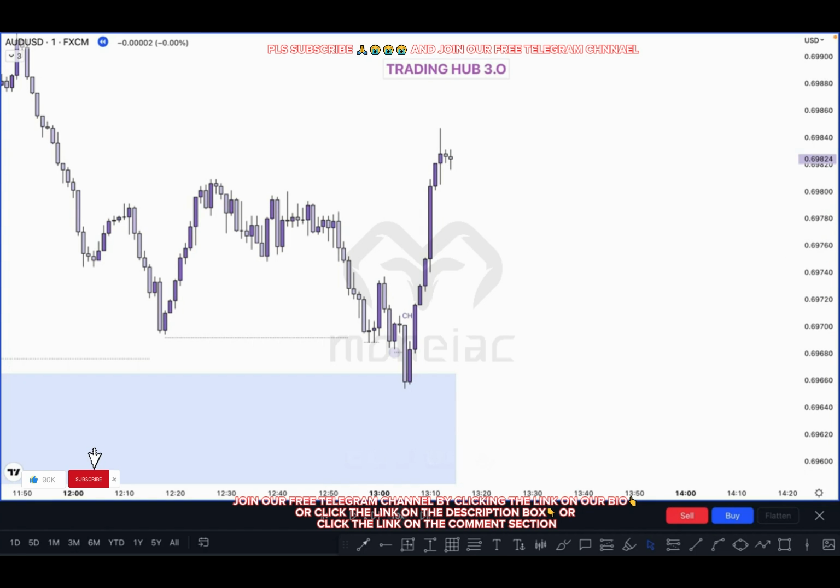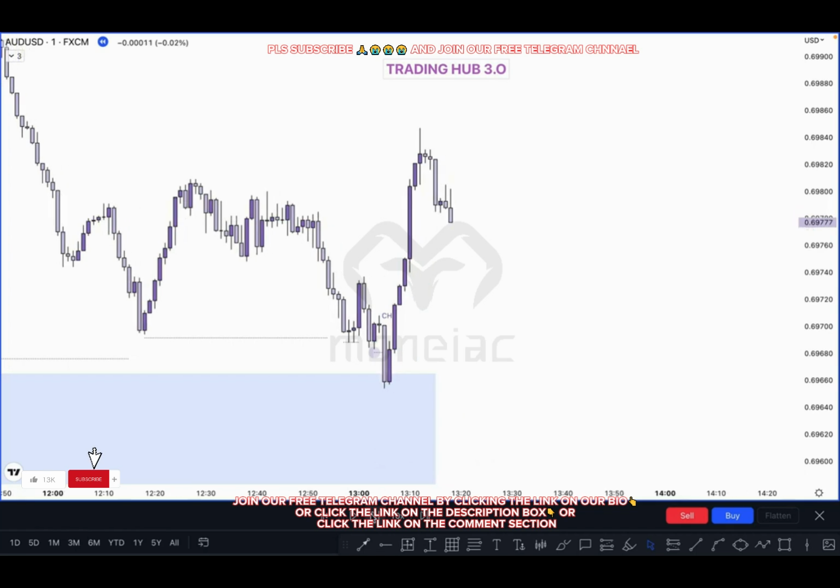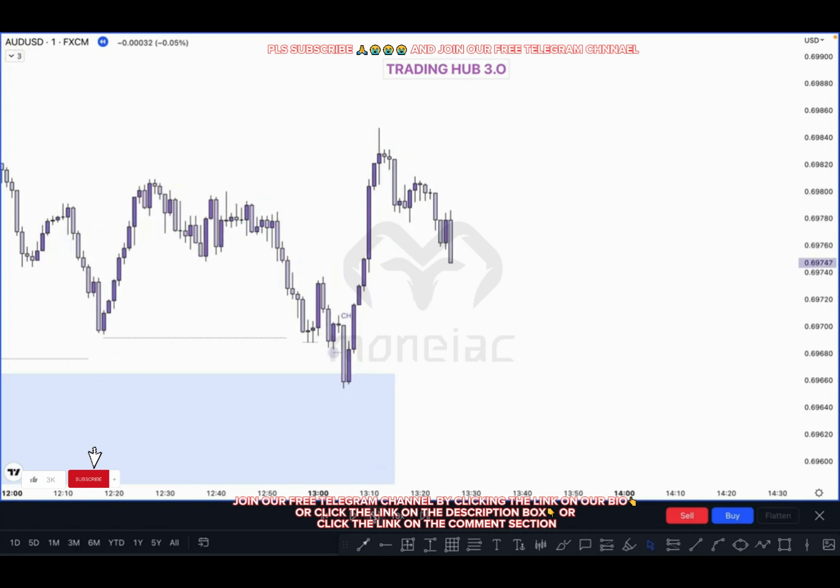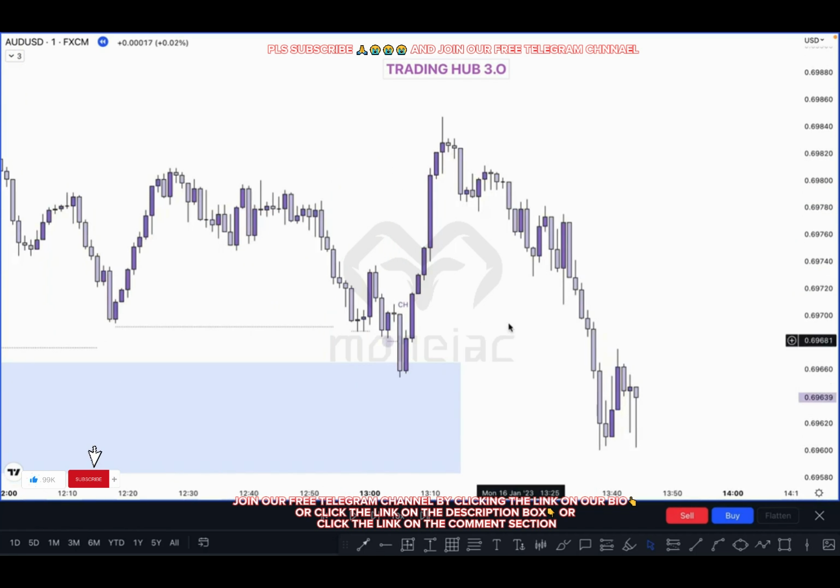So let's see what happened next, and wait for the inducement to be created. Right now there is no inducement here. Okay, look at this, why did this move happen here? If you are trying to buy here on this bullish order block, this is not valid. Why? Because the market did not create any inducement. If the market creates an inducement here, then definitely you can buy, right?